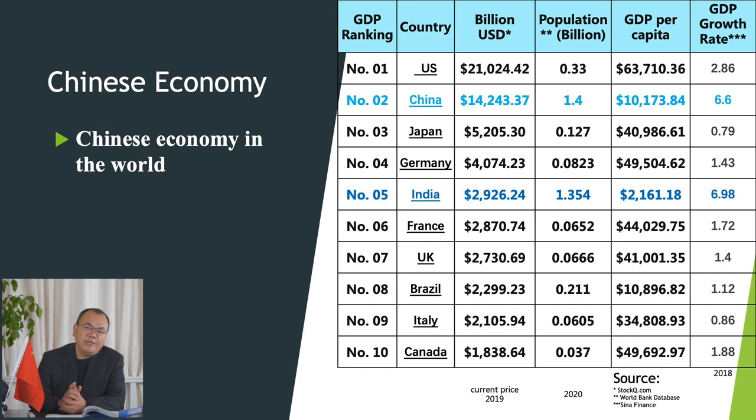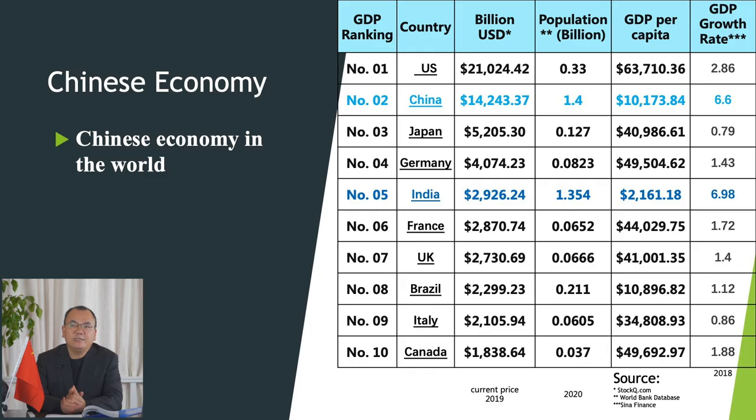In this table, you will find the top 10 main economies in the world. The first is obviously the United States. Then China is number 2. Number 3 is Japan. Then India is number 5. And number 10 is Canada. Reading these figures here, you'll find China is the second biggest economy in the world. However, it is also the country with the biggest population in the world.